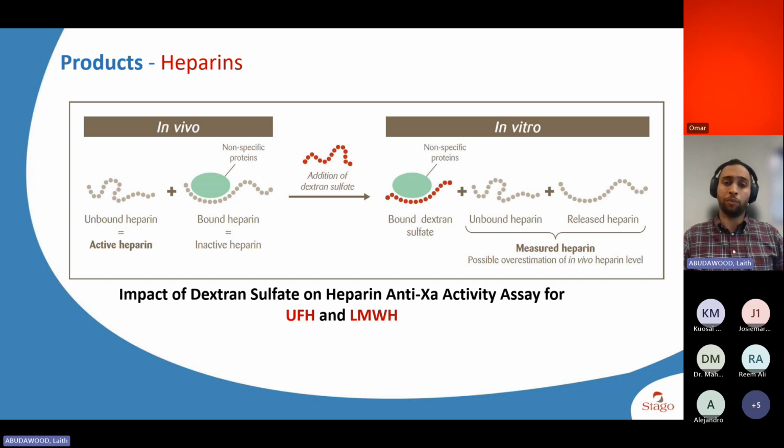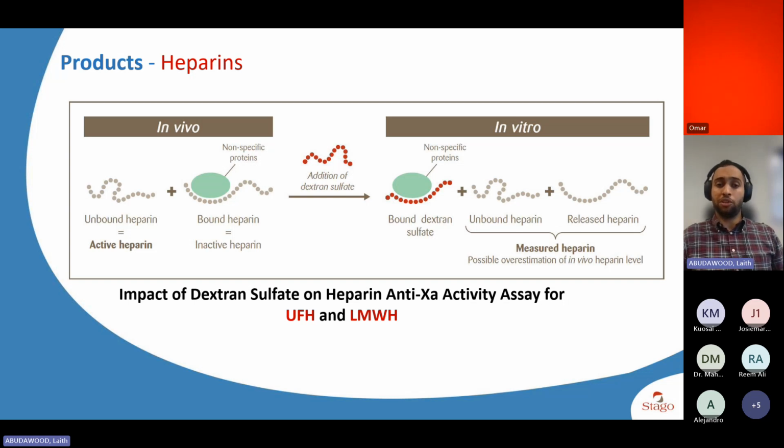So what happens? I collect the patient sample, I run it on the analyzer. Dextran sulfate is added with the reagent itself. It's part of the reagent. What dextran sulfate does is the following. It basically displaces heparin from all the proteins that it's bound to in the plasma, except for antithrombin. So as you know, unfractionated heparin, especially less so for low molecular weight heparin, binds to proteins other than antithrombin, and can bind to cell surfaces in the body. So this means not all the heparin is just bound to antithrombin.